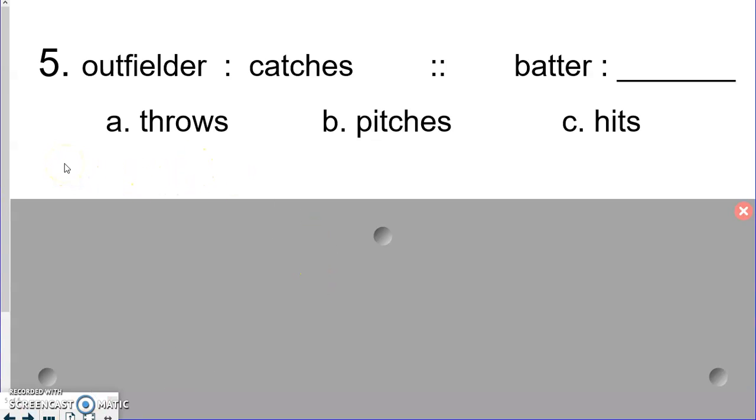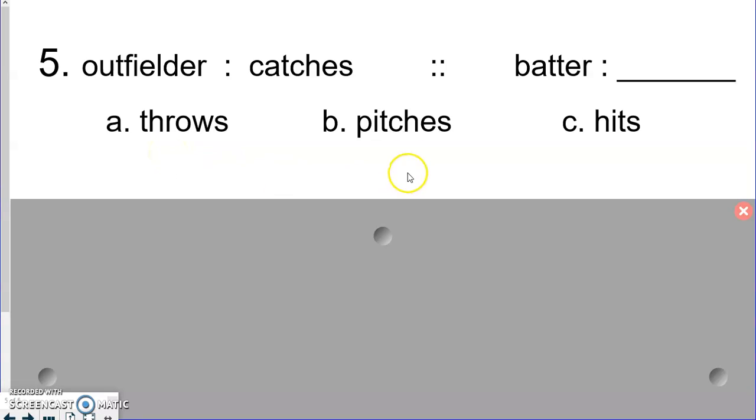Outfielder is to catches. And if you're not sure what an outfielder is, it's a player in a baseball game that plays out in the field in the grass area. All right, so remember, we're thinking about their job. So let's think about how we can turn outfielder is to catches into a sentence. So I could say an outfielder catches. Okay, because their job is to catch any balls that are hit to them. All right, so whatever I do at the beginning, I must also do at the end. So if an outfielder catches a batter, what is a batter's job?